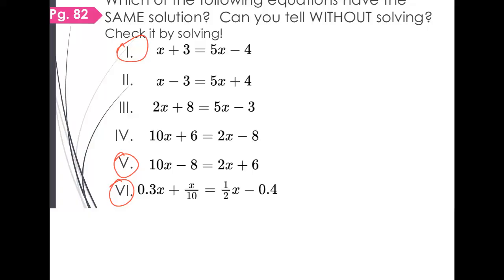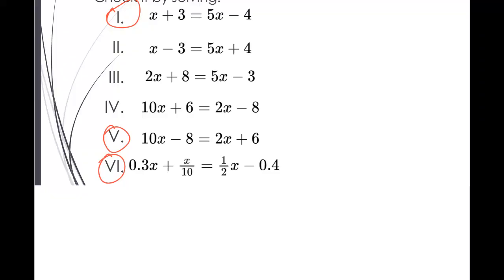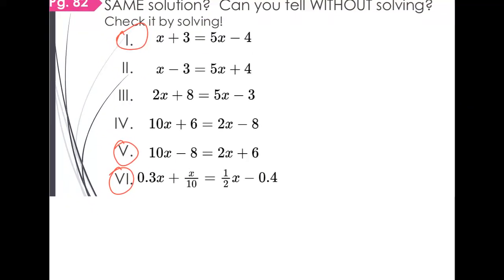Divide all of them by 2. Okay, I like that one. So if you look at equation 5, if I divide everything here by 2, okay, what am I going to end up with? Or yeah, let's say we're factoring it out. I have 2 times 5x minus 4, and that is equal to 2 times x plus 3.